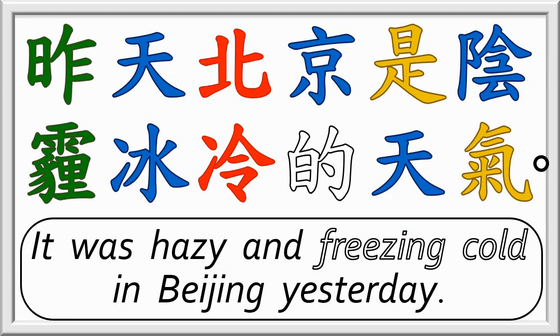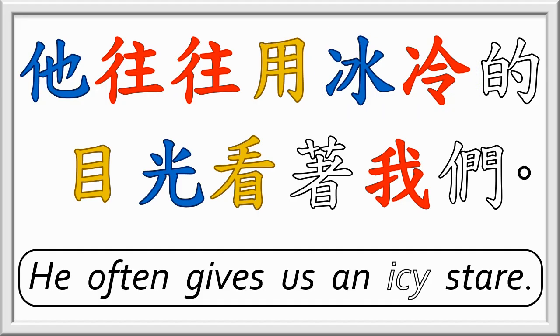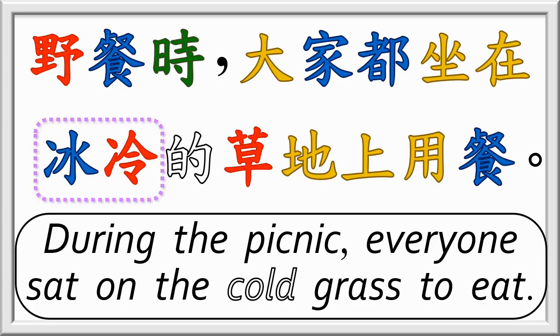In English, we have the combination ice-cold. It works in Mandarin as well. 冰冷。昨天，北京是阴霾冰冷的天气。It was hazy and freezing cold in Beijing yesterday. 男生们手拉手趟过冰冷的河流。The boys waded hand in hand across the icy river. 他往往用冰冷的目光看着我们。He often gives us an icy stare. 野餐时，大家都坐在冰冷的草地上用餐。During the picnic, everyone sat on the cold grass to eat.